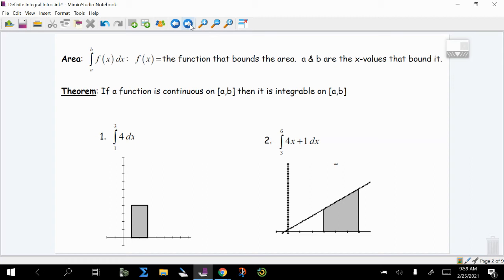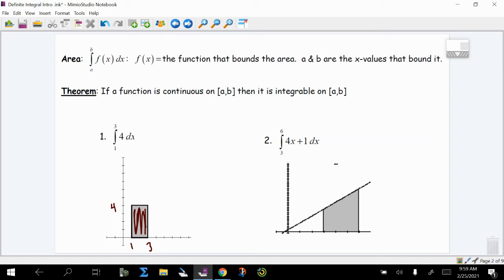So this first one, number 1, is the integral from 1 to 3. So that's your boundaries of integration, 1 to 3. And then your function that's on top of it is 4, which is just a horizontal line, y equals 4. That definite integral creates this picture that you see down here. I tried to draw the pictures perfectly so you didn't have to worry about my horrible artwork.